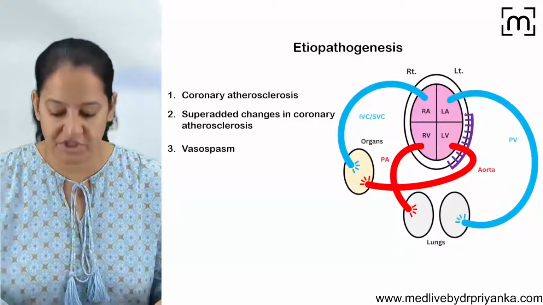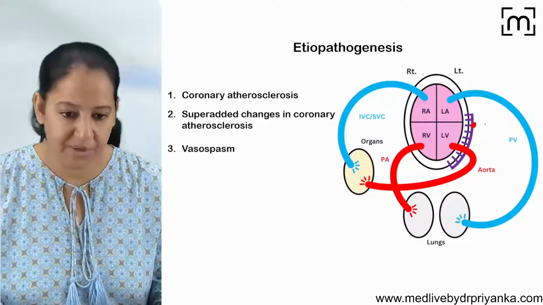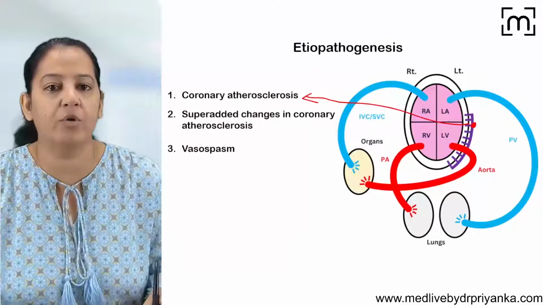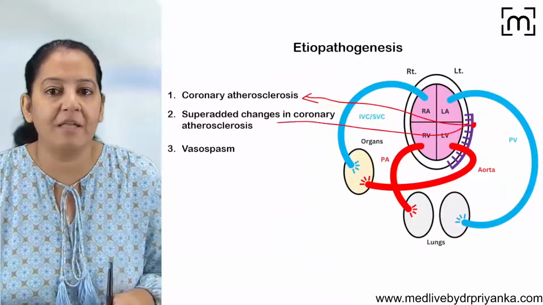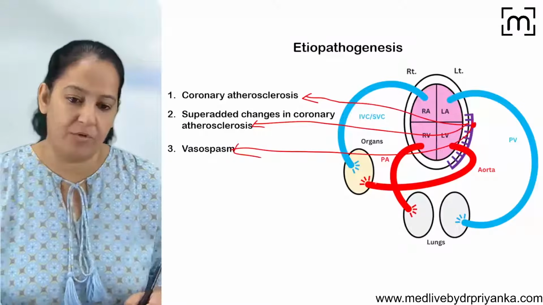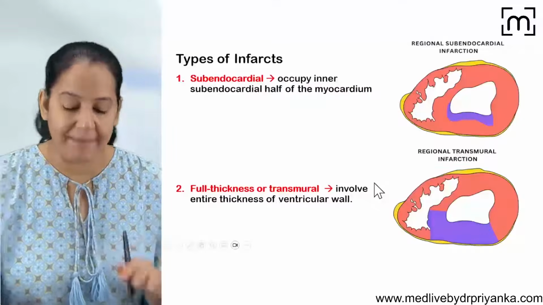What is the cause of obstruction? If the coronary got obstructed, what can be the reason? There can be three reasons, again the same three. The cause of obstruction can be atherosclerosis in the lumen of the coronary, thrombosis in the coronary, or vasospasm in the coronary. So any of the three reasons can occur. The reasons are the same. Now coming to the types of infarct.